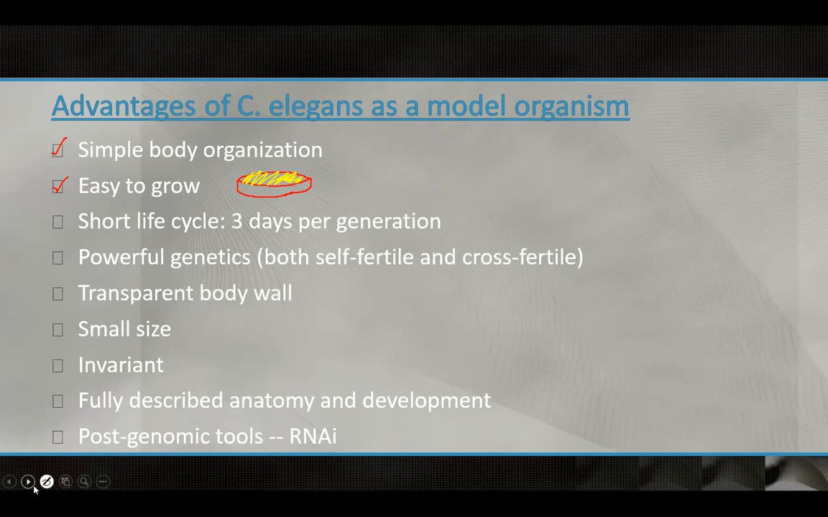They have a shorter lifespan, a very small lifespan. As they have a very short lifespan, just 3 days, they can produce a very large number of offspring. They have powerful genetics because almost all the genes of C. elegans have been understood. Their genetic interaction has been understood, how the genes interact with each other.